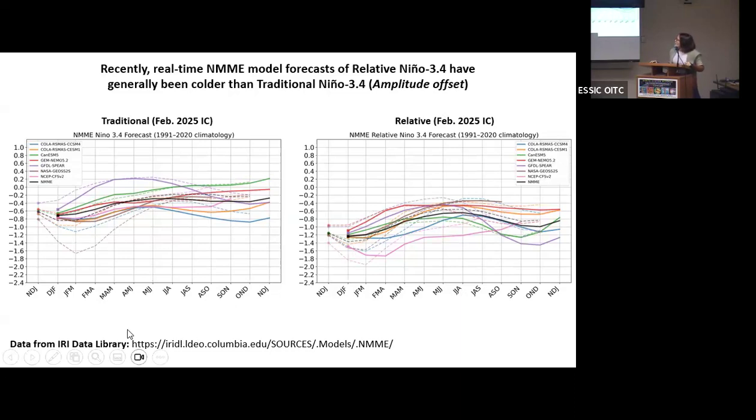I also want to credit the IRI Data Library. They're the ones who make this data available, easy to download and use, and you can do this on your own. So to emphasize, this is an amplitude offset. So I was like, okay, I've looked at anomaly correlation, but what if I just look at error in that amplitude offset?